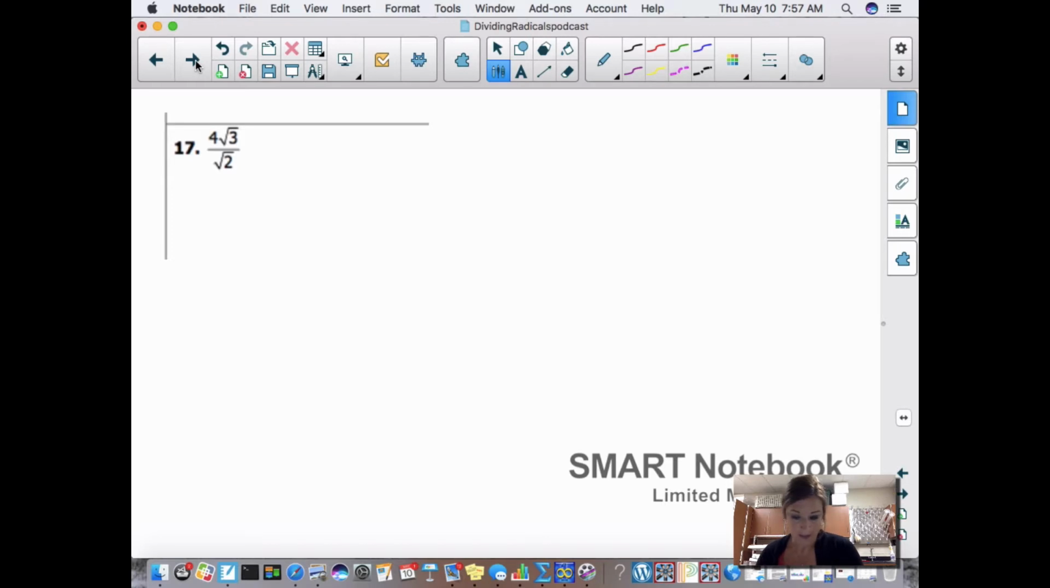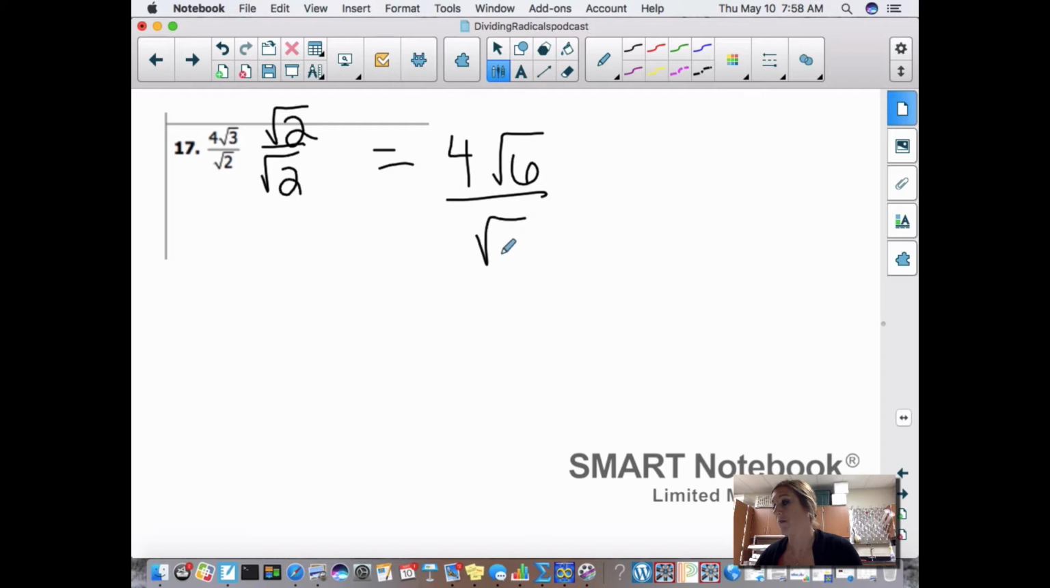Number 17. 4 radical 3 over radical 2. Again, I can't simplify that denominator, so I'm going to multiply my denominator by radical 2 and my numerator by radical 2. So my numerator becomes 4 radical 6 because we multiply our radical 3 times radical 2. Our denominator becomes radical 4.